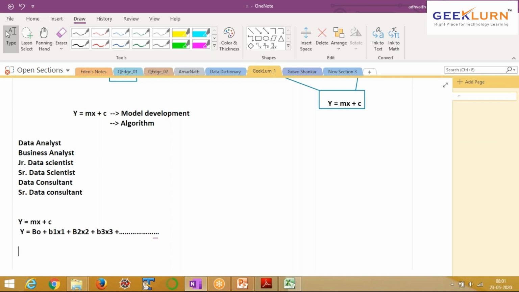To give you a small awareness, I told you a small word, mx plus c, but here we are going to construct a bigger equation similar to this kind of equations. What are these things? I will talk about this in the regression classes.